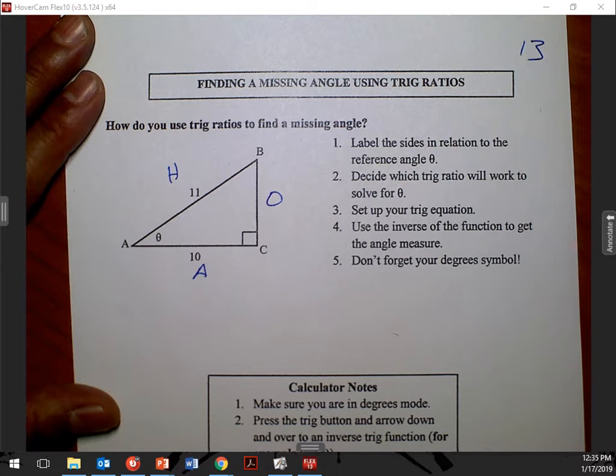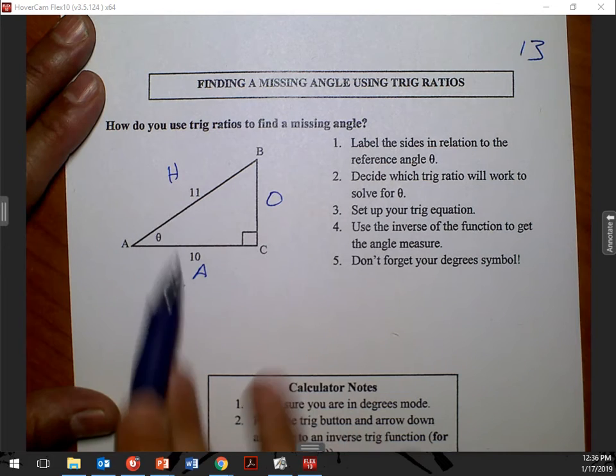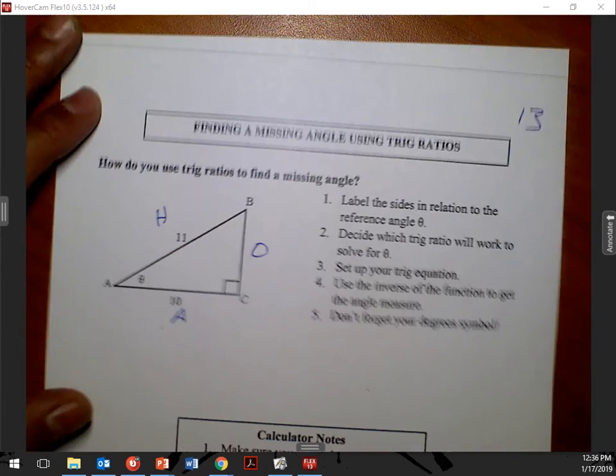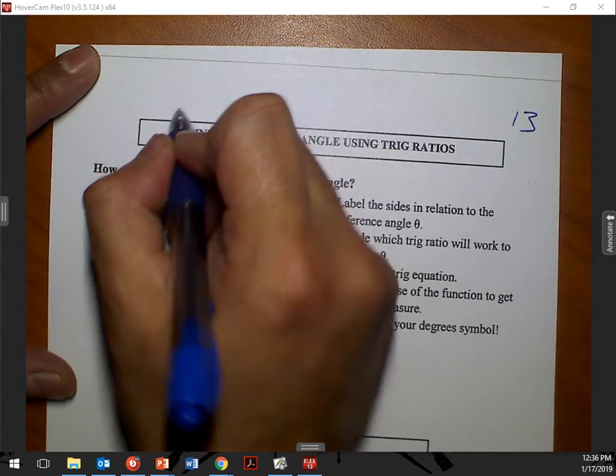Yes? Good. What information is given to me? Which sides are given to me? Hypotenuse and adjacent. So let's go ahead. The mnemonic again. So class, what's the mnemonic?